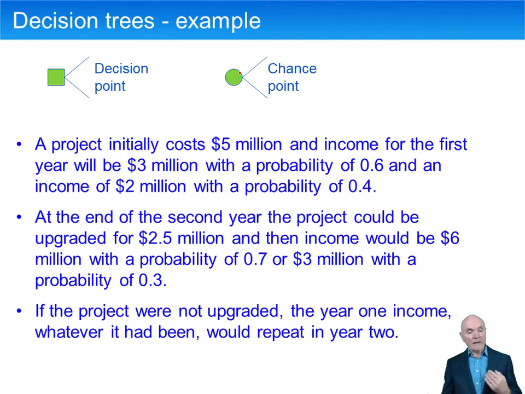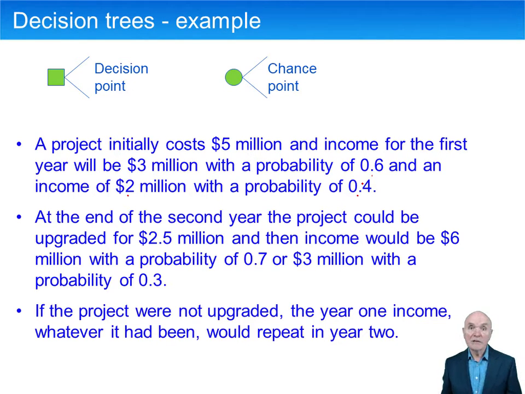So here we have a little project. Initially costs 5 million. An income on the first year will either be 3 million with a probability of 0.6 or 2 million with a probability of 0.4. Ordinary kind of expected value stuff.